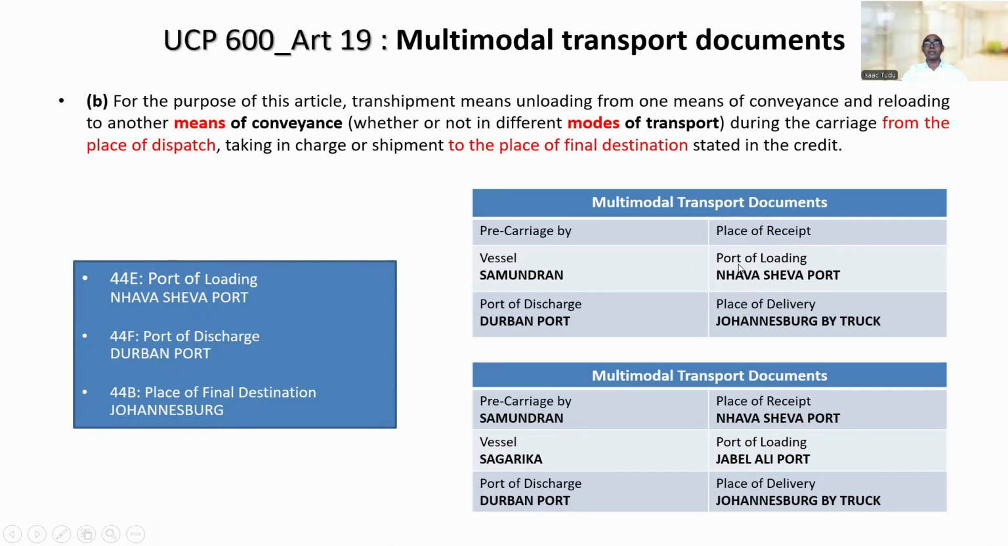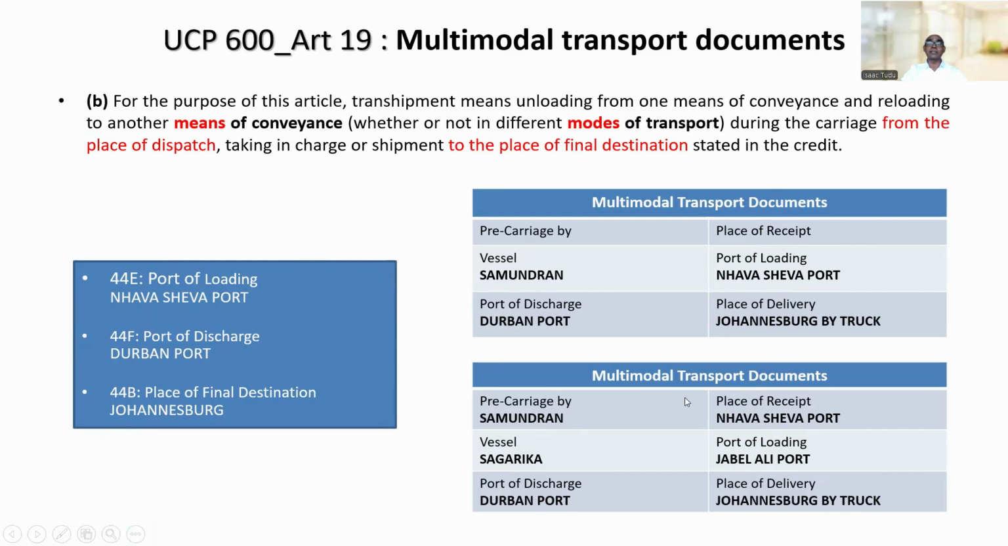Here, what has happened is that goods were loaded on the vessel at the port of loading. When this vessel Samudran reaches Durban port, goods were unloaded from this means of conveyance, the vessel, and reloaded to another means of conveyance, a truck, and it goes by road to Johannesburg by truck. This unloading from one means of conveyance and reloading to another has taken place between the port of loading and the place of final destination, between Port Nhava Sheva and Johannesburg. Then it is a case of transshipment, right?